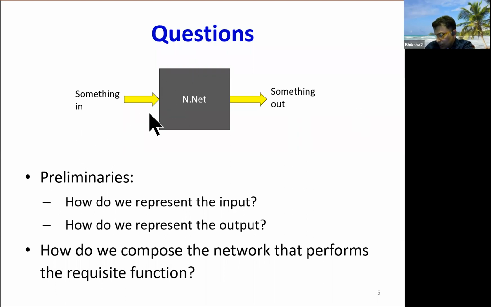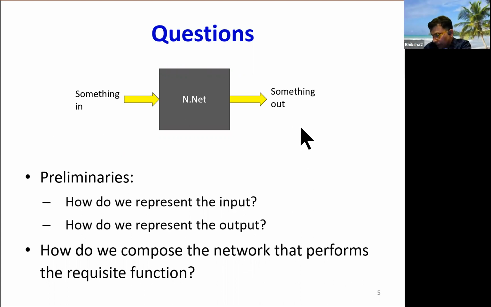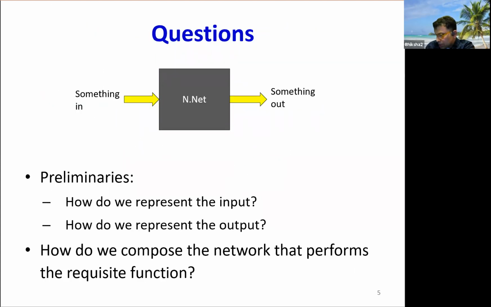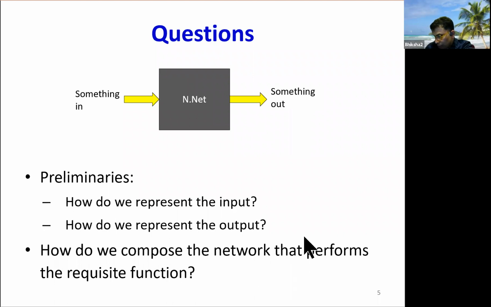But then we must begin considering the mechanics of composing these networks. The network as a function operates on numbers. It takes in numbers and outputs numbers. That is the nature of a mathematical function. So for this network to perform all of these tasks, all the inputs and outputs that we saw, the voice signal and its transcription, the image and its caption, the game state and the next game state, these must all somehow be represented as numbers. So our first question is, how do we represent these things as numbers? In general, how do we represent the input to the network, and how do we represent the output of the network in numeric form such that these machines can operate on them?